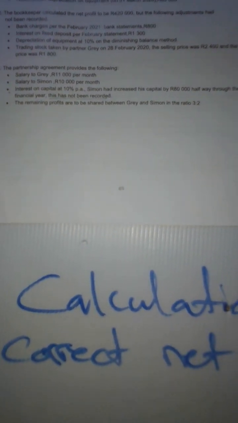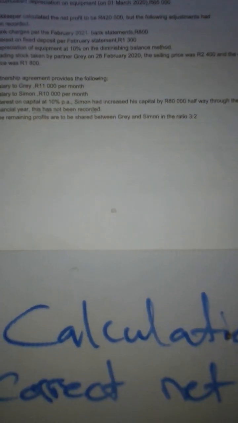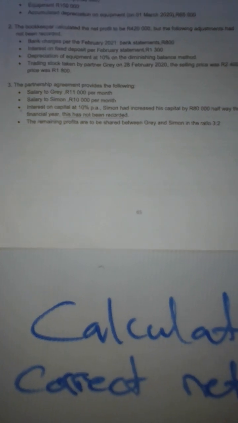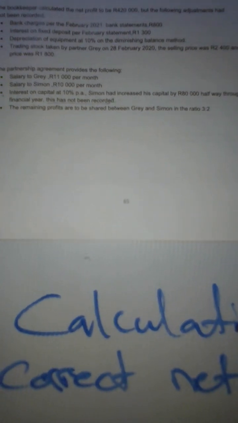What else do we still have on number 3? What other items are we supposed to record that affect our current account? Okay, so the interest on capital, the salaries to partners, they increase the current accounts. What is it that decreases our current account? It is the drawings. Are we given the drawings?